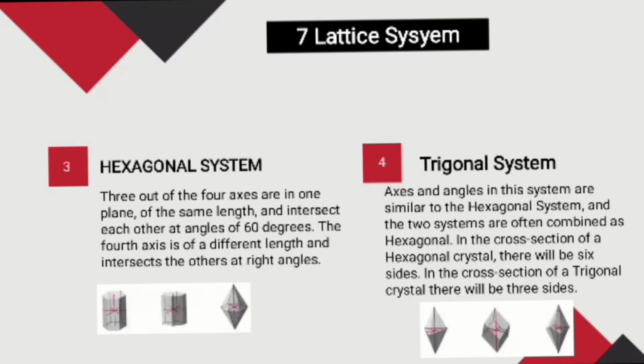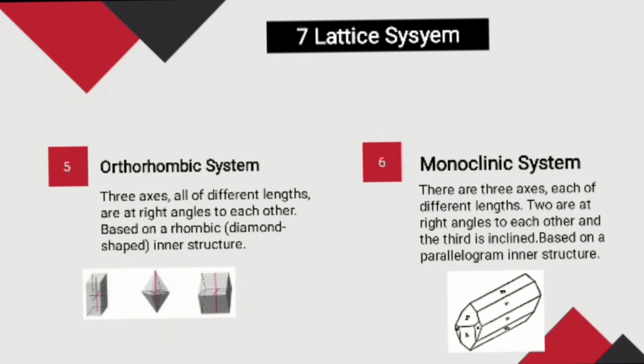The third one is the hexagonal system. Three out of four axes are in one plane of the same length and intersect each other at angles of 60 degrees. The fourth one is the trigonal system. Axes and angles in this system are similar to the hexagonal system, and the two systems are often combined as hexagonal.